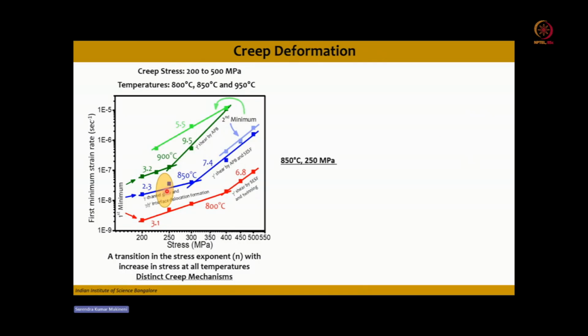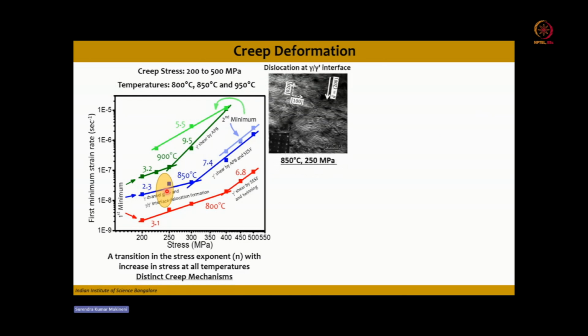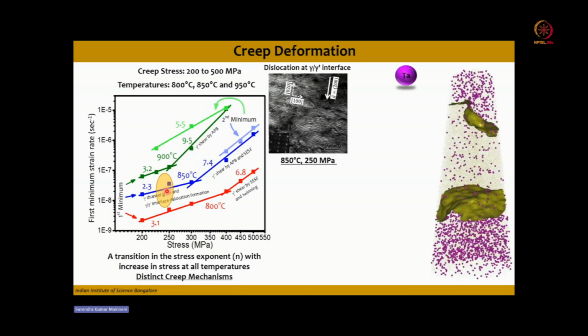First, we will talk about the lower temperature and intermediate stress condition. At these conditions, what you see is that the dislocations are not able to shear the gamma prime precipitates. They are actually pinned at the gamma gamma prime interfaces. If you take an atom map from an interface, you can see that this is the gamma phase, this is the gamma prime phase, which is identified by tantalum partitioning, and there is an appearance of a groove. And this particular groove identifies that there is a pinning of dislocations at the interface.